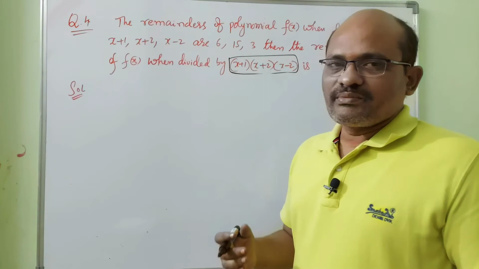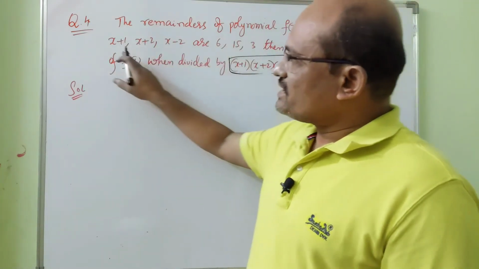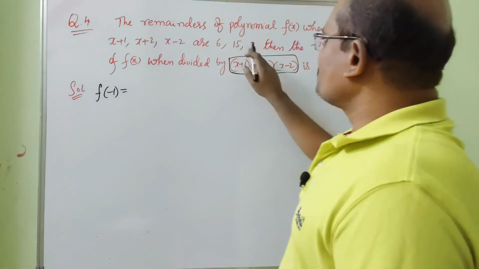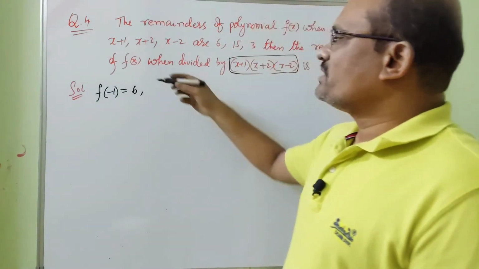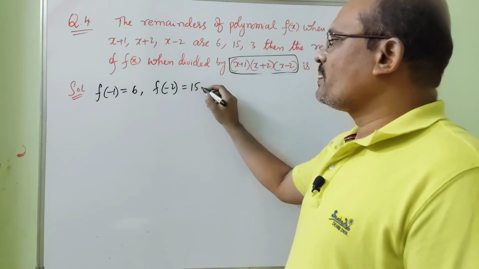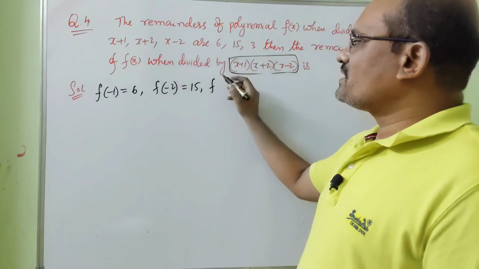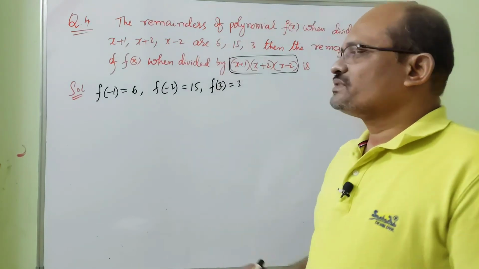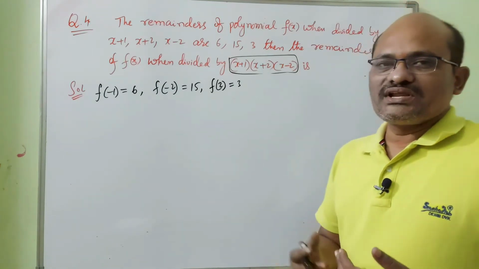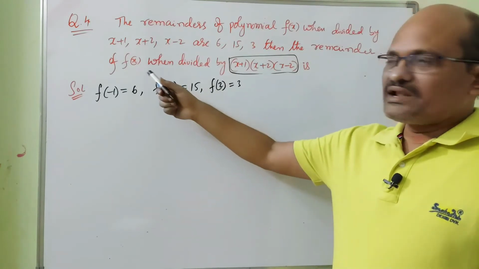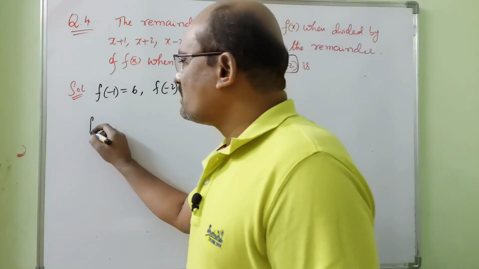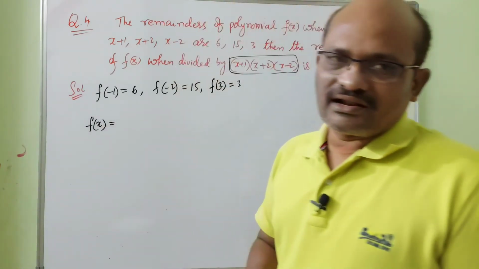Students, according to remainder theorem, when f of x is divided by x plus 1, the remainder you will get is f of minus 1, that is given as 6. When divided by x plus 2, the remainder is f of minus 2, that is given as 15. When divided by x minus 2, the remainder is f of 2, that is 3. So we know the values of f of minus 1, f of minus 2, f of 2. Now the question is, what is the remainder when f of x is divided by the product of these three factors? I use the division algorithm to find the remainder.